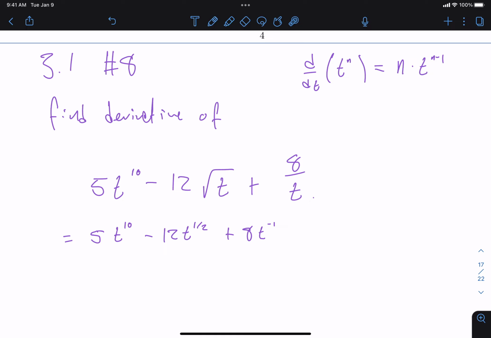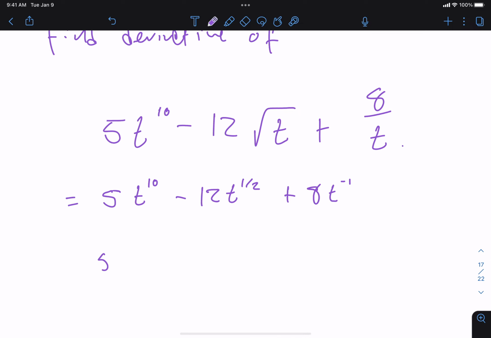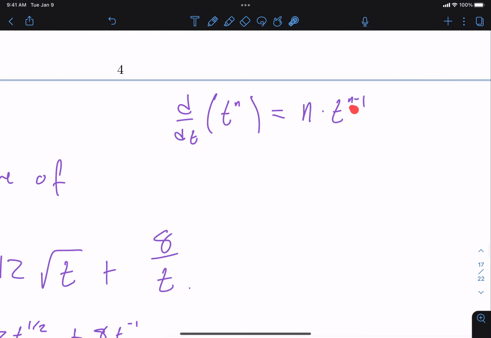Okay, so from here, now I have everything looking just like how it is in the rule. I can go ahead and apply the rule in each case. So the first one I think most people will be comfortable with. It becomes 50 because we multiply 10 times 5, and then t to the 9. Okay, t to the 9. And then minus, and then what happens? We multiply 1/2 times 12, so that becomes 6. And then what happens to the 1/2? We're just going to do the rule. The rule says make the power one less than it was before. Okay, so we do 1/2 minus 1.